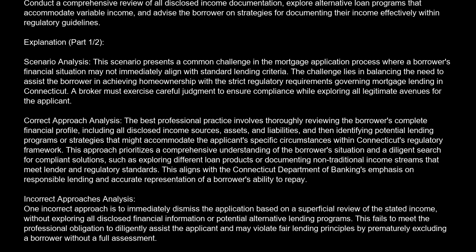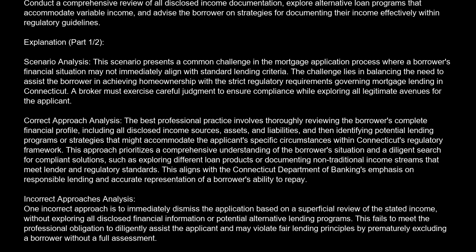Correct approach analysis. The best professional practice involves thoroughly reviewing the borrower's complete financial profile, including all disclosed income sources, assets, and liabilities, and then identifying potential lending programs or strategies that might accommodate the applicant's specific circumstances within Connecticut's regulatory framework. This approach prioritizes a comprehensive understanding of the borrower's situation and a diligent search for compliant solutions, such as exploring different loan products or documenting non-traditional income streams that meet lender and regulatory standards. This aligns with the Connecticut Department of Banking's emphasis on responsible lending and accurate representation of a borrower's ability to repay.